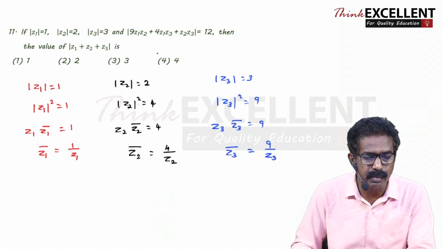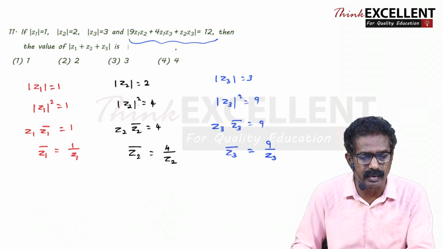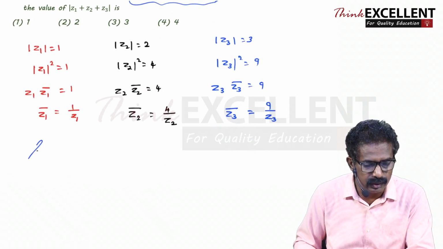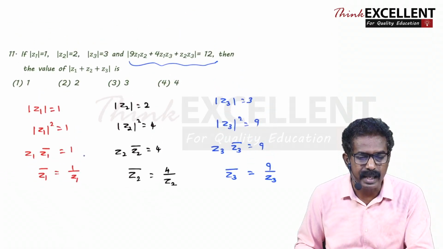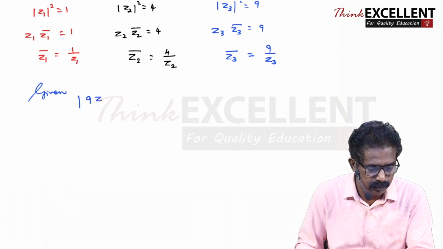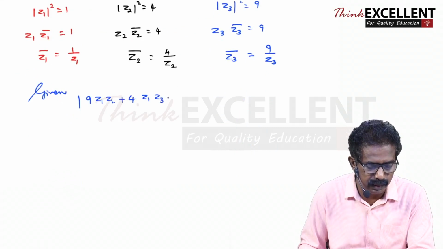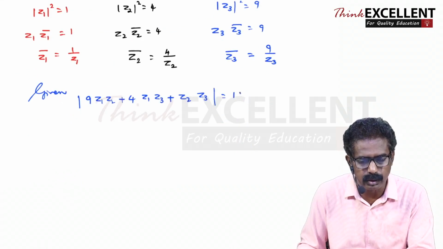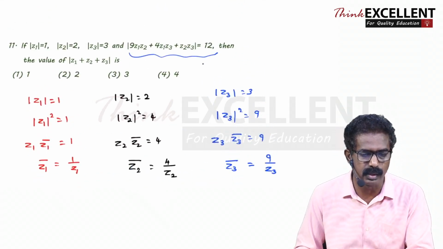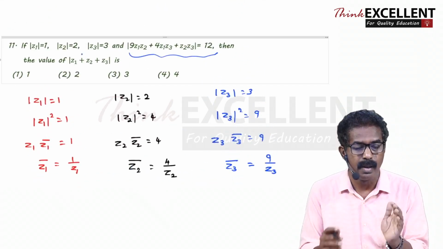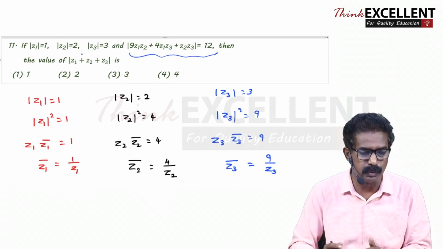Now, one more piece of information is given. It is given in the question: modulus of 9 Z1 Z2 plus 4 Z1 Z3 plus Z2 Z3 equal to 12, right? Yes, this is what is given. They asked to find the value of modulus Z1 plus Z2 plus Z3.